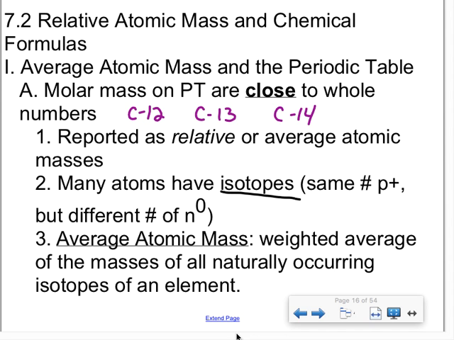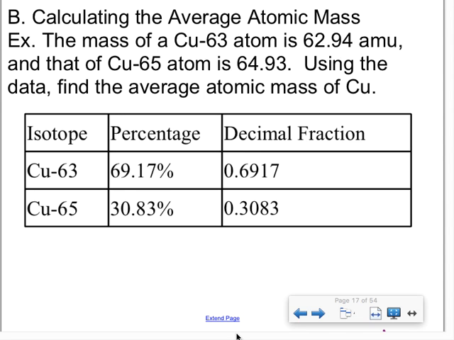To figure out the average atomic mass, you need two things. The mass of the isotope you're looking at and what percent it occurs in the universe. And you'll just multiply those two and then add everything up at the end. So here's an example. The mass of copper-63 atom is 62.94 AMUs, and that of copper-65 is 64.93. Using the data, find the average atomic mass of copper. So here they give me copper-63 and copper-65, and they give me a percentage of what it occurs in.